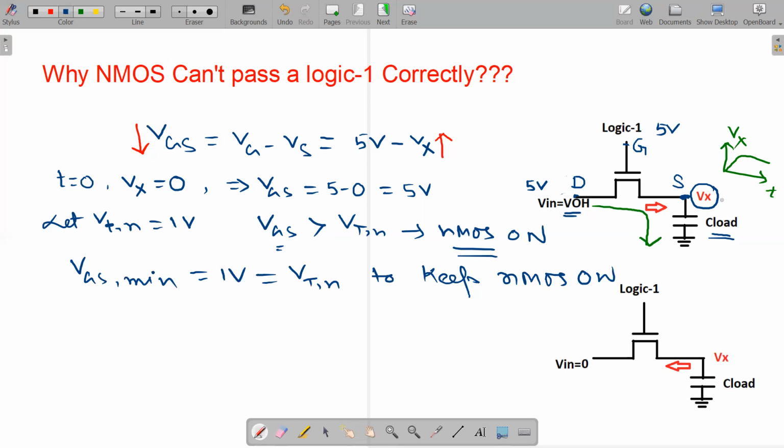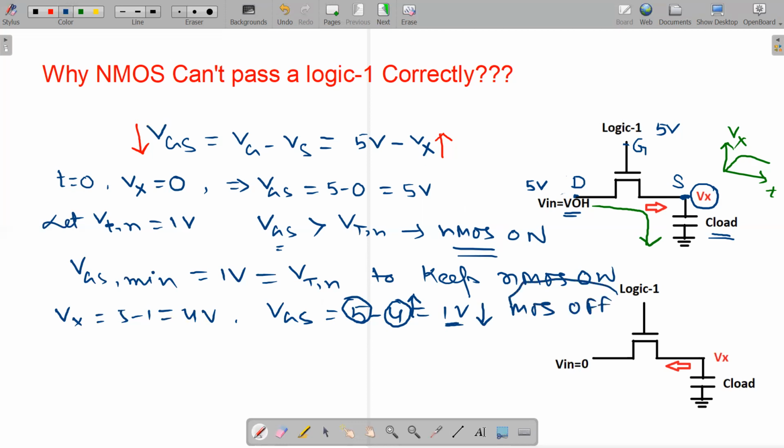Now we are going to calculate what will be the value of Vx so that the VGS value will be 1 volt. Below that, VGS will be less than 1 volt. When Vx equals 4 volt, VGS is 5 minus 4, that is 1 volt, that is VG minus Vx. When Vx tries to increase beyond 4 volt as the capacitor keeps charging, the VGS value will be less than 1 volt, and the MOS will be off as per this condition. No further charging takes place. So at the output node, the maximum voltage we get is that the load capacitor will charge up to 4 volt.